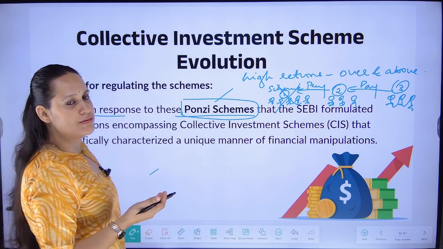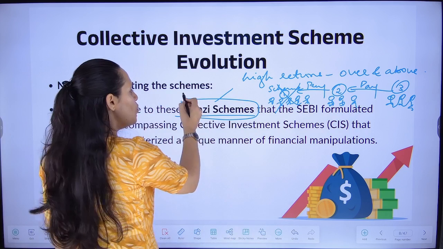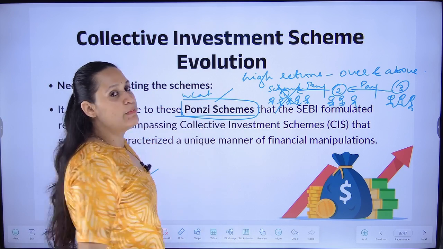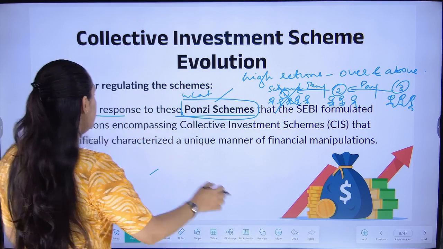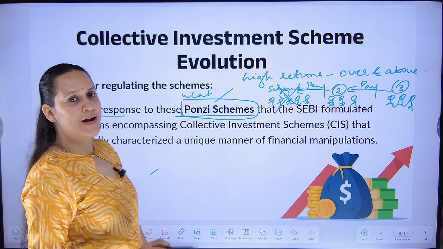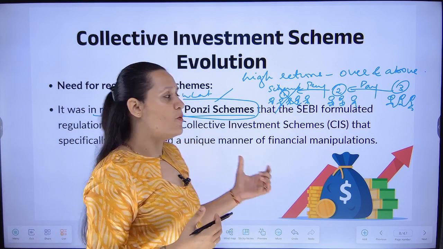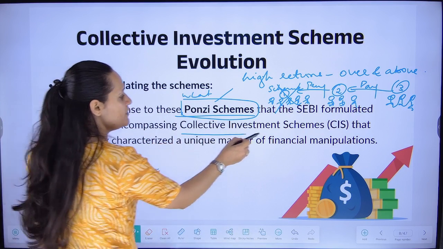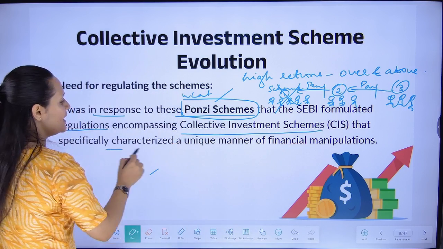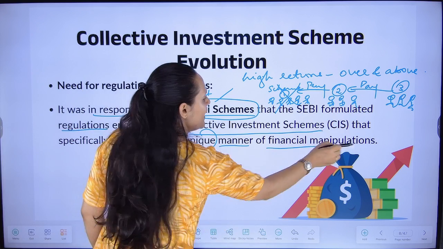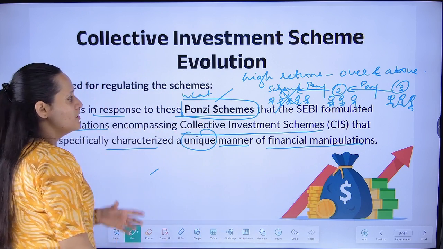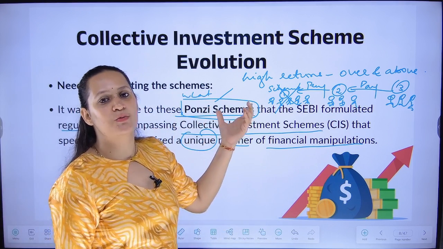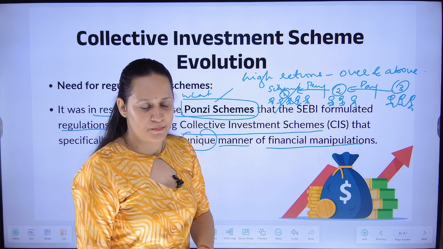One direct question was asked in one of the question papers about what is a Ponzi scheme, for a short note. Okay. So in response to such fraudulent activities, fraudulent schemes or Ponzi schemes, SEBI formulated regulations encompassing collective investment schemes that specifically characterized a unique manner of financial manipulation. So that is when these Ponzi schemes were brought under the ambit of SEBI.